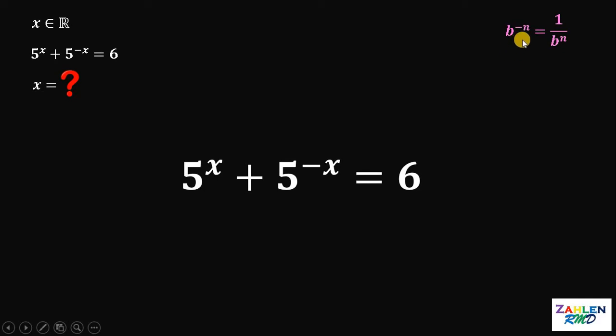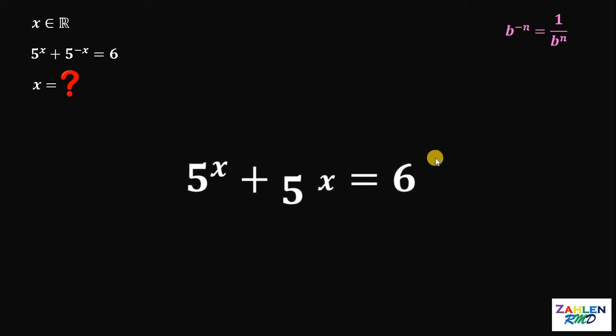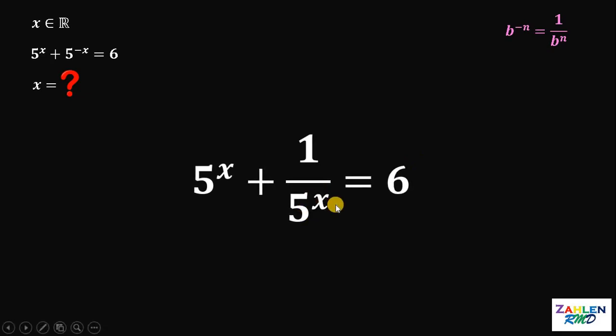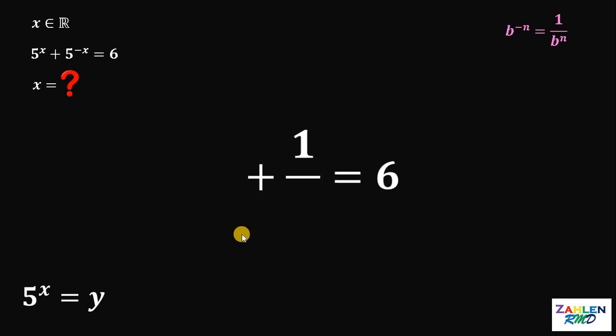If we have b raised to negative n, then it is equivalent to 1 over b raised to n. Thus, 5 raised to negative x is equivalent to 1 over 5 raised to x. Now, to make it simple, let 5 raised to x be equal to y. Therefore, we can replace all 5 raised to x with y.